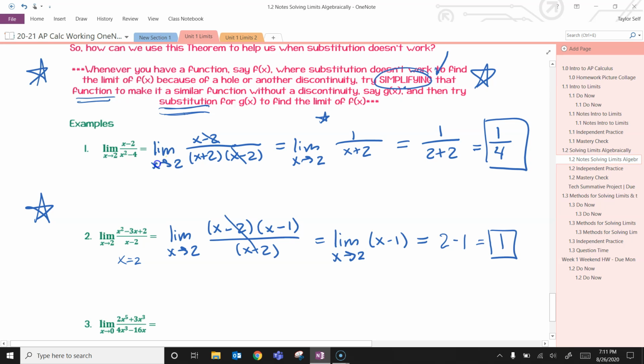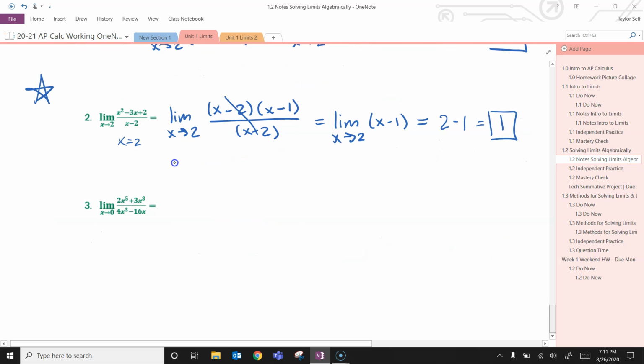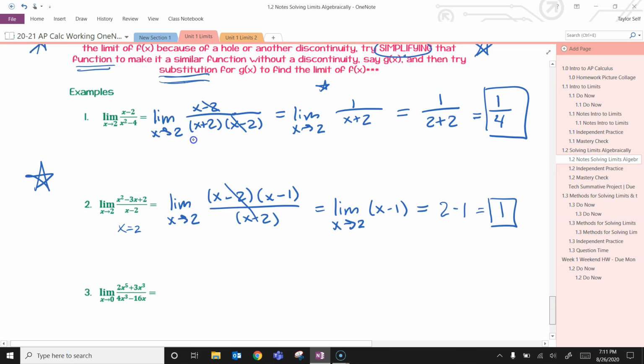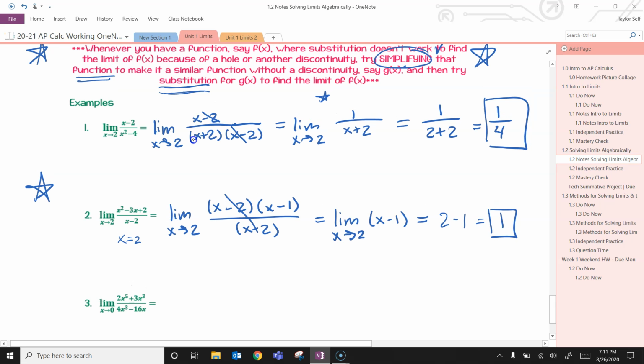That is your limit. All right, we're not going to do this last one just for the sake of time. But you would simplify, and substitute. Simplify by factoring a GCF out. You can cross out some things, and then you would substitute. Cool. Let's move on to practice.